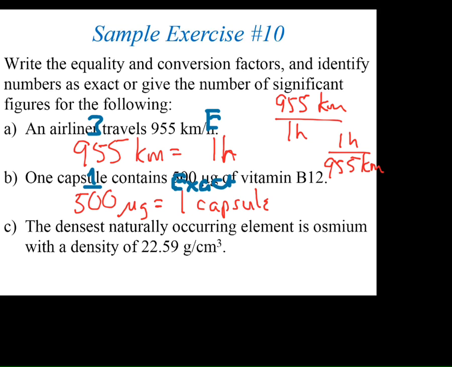Okay, good. The densest naturally occurring element is osmium, with a density of 22.59 grams per cubic centimeter. Oh, we're out of time. So that I could write 22.59 grams equals a cubic centimeter, right? You with me? So yeah, lots of things in life can become conversion factors. And this one would have 4 sig figs. This one would be exact, right?